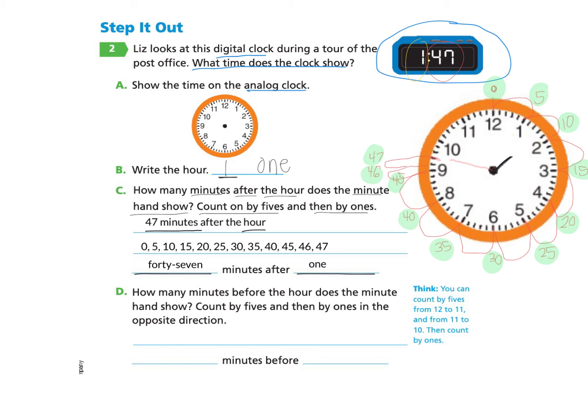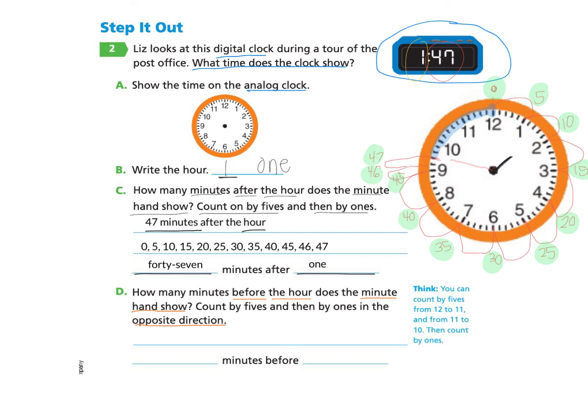Part D. How many minutes before the hour does the minute hand show? Count by 5s and then by 1s in the opposite direction. So we know that the time is 1:47, but what they're asking here is, here's the next hour when it will be 2 o'clock, the minute hand will be on the 0, and how many minutes before is that from where we are currently at 1:47? So we're going to go backwards and start at the 0.